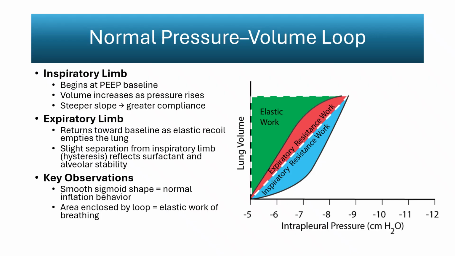The area enclosed by the loop corresponds to the elastic work of breathing needed to inflate and deflate the lung. This pattern represents efficient, stable lung mechanics: a smooth counterclockwise loop with a consistent starting and ending point, a well-defined hysteresis gap, and a slope that matches the expected compliance of the neonatal lung.